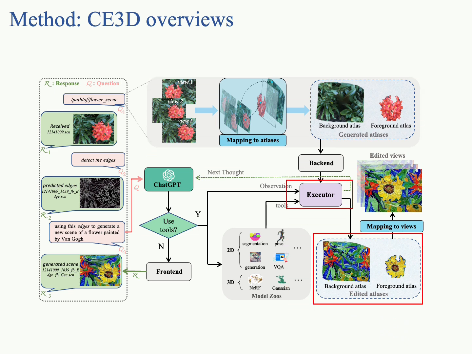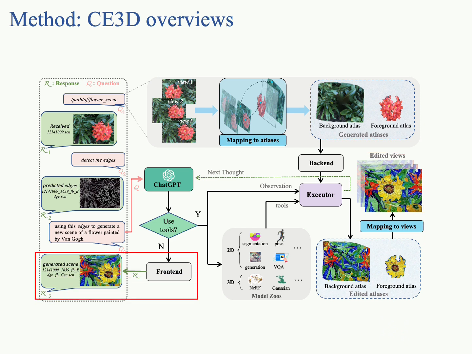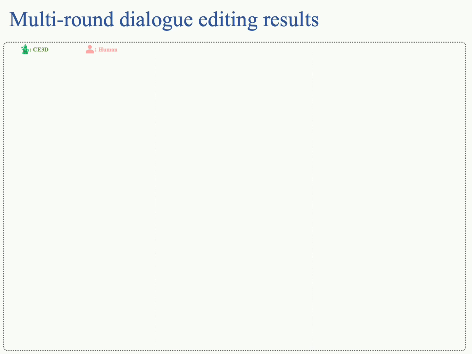The executor executes visual tools to edit the atlases and feeds back new status to ChatGPT for subsequent actions. The edited atlases are then mapped back to the 3D scene views through the HashAtlas network for later scene reconstruction. Then the front end responds to the user with the editing results and ChatGPT's outputs. Here, we show the multi-round dialogue editing results of our method.